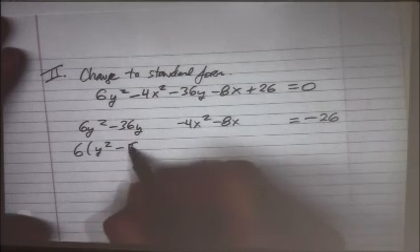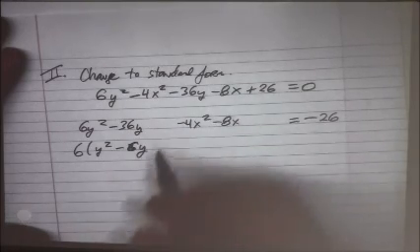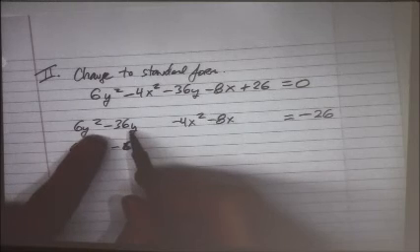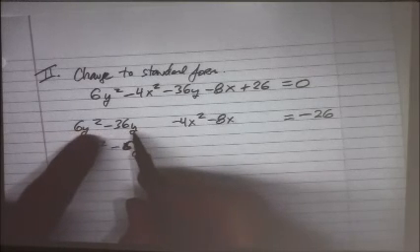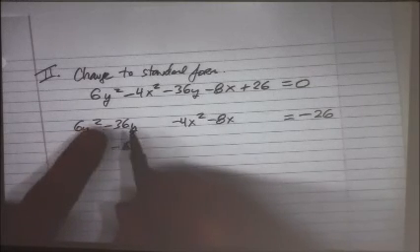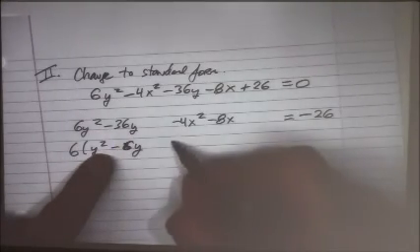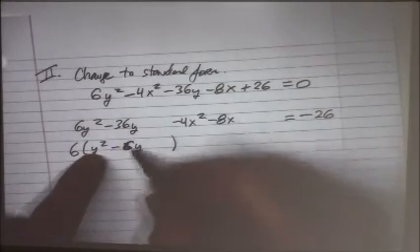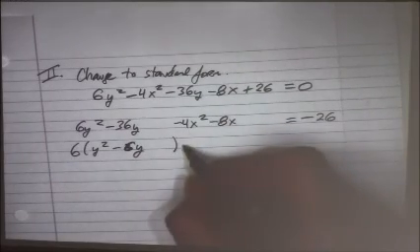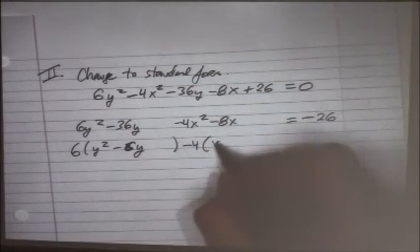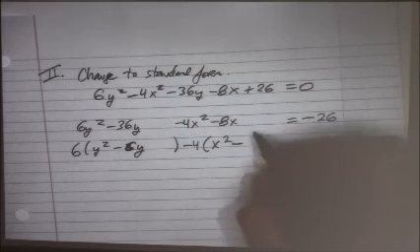6 goes into 36 6 times. Notice these two have a common factor not just of 6 but also of y. Do not take out the variable, only the number, because we need this to complete the square for all three terms. Now we'll take a negative 4 from this one, and this is where I have to be really careful.